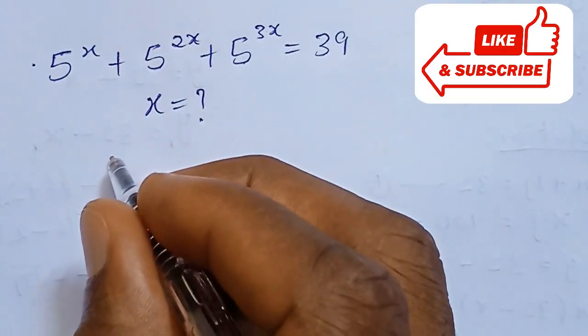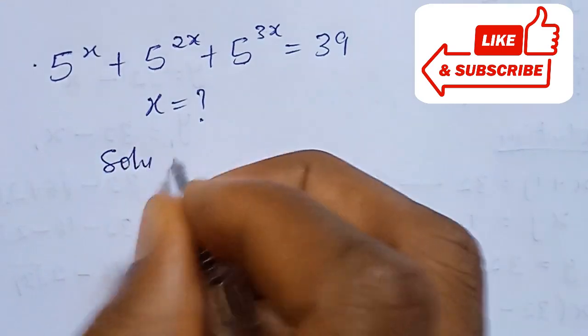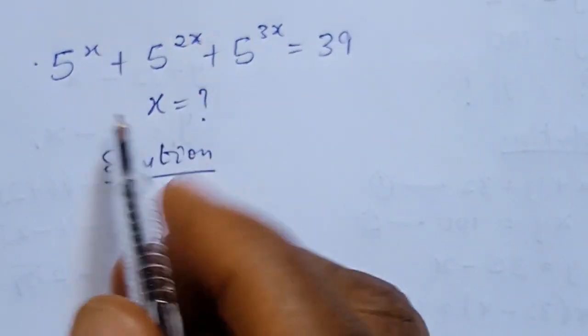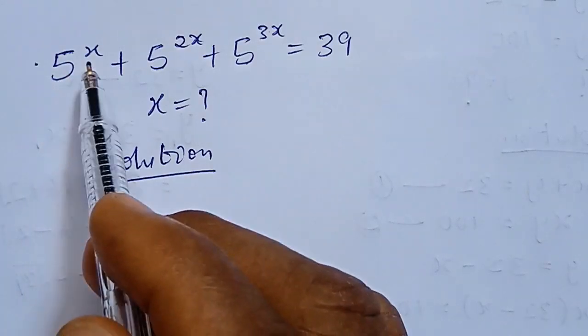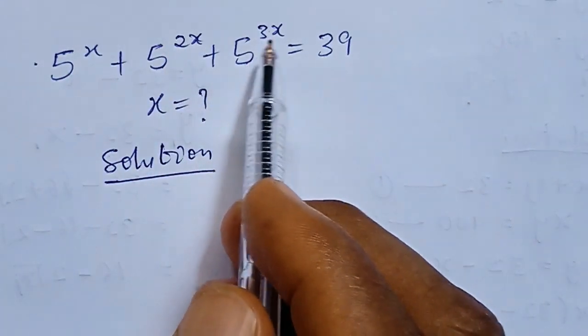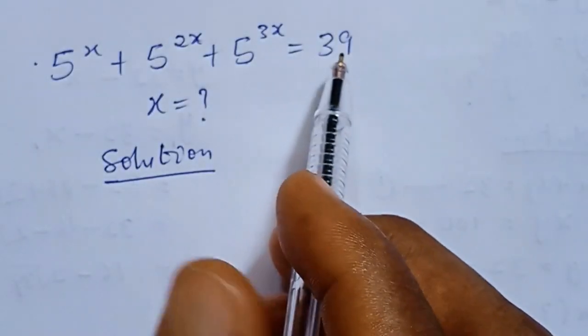Let's begin. We have the solution. Over here we are asked to find the value of x from 5 raised to power x plus 5 raised to power 2x plus 5 raised to power 3x equals 39.